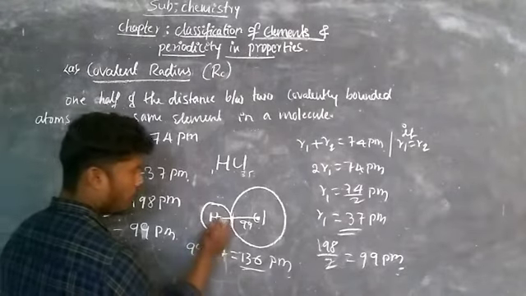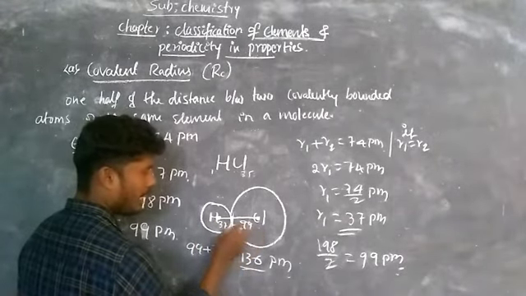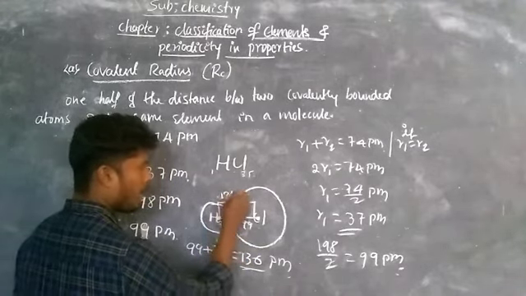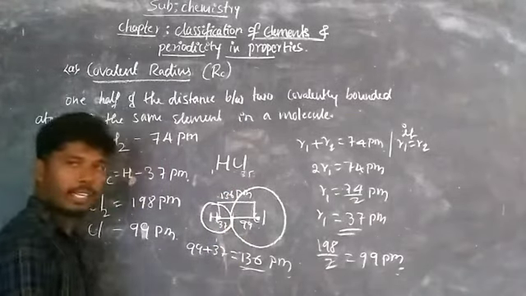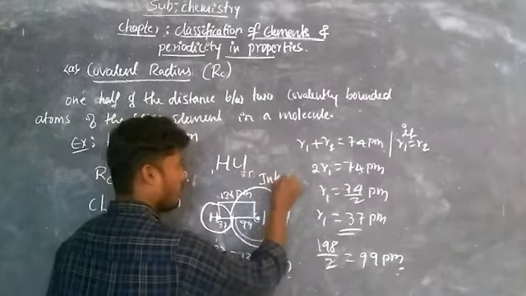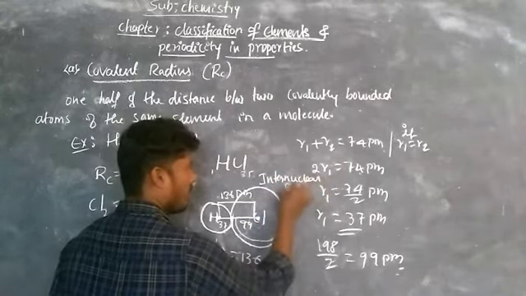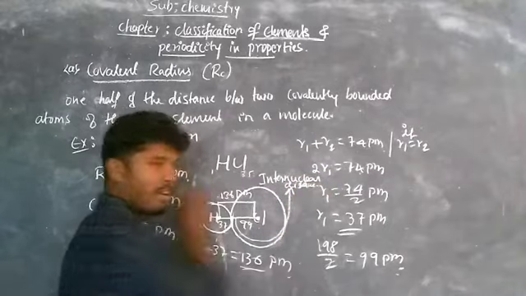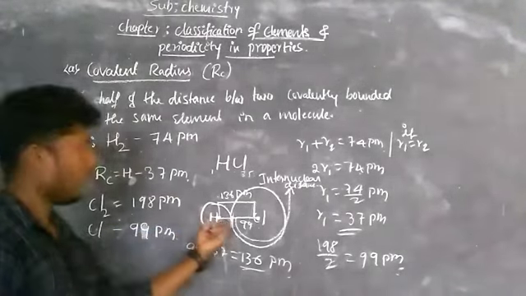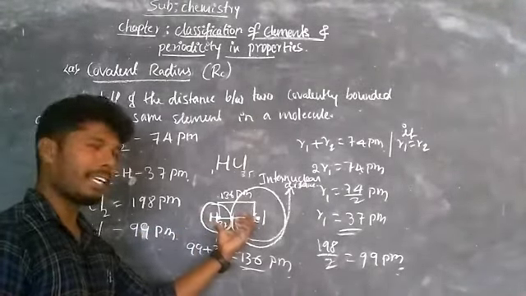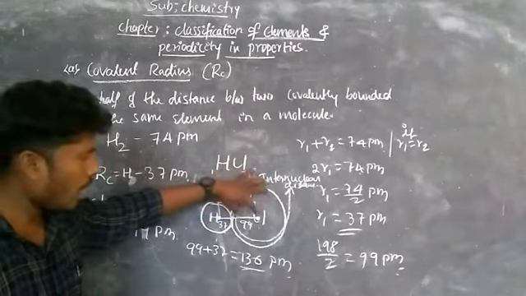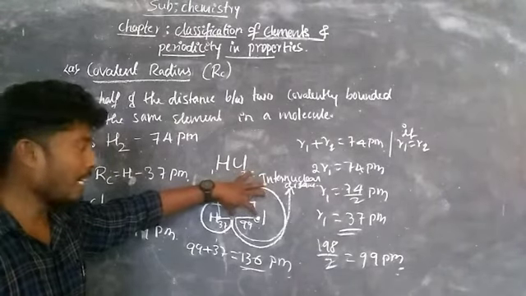Now from all these things, this is 37 picometer, this is 99 picometer. From here to here, this whole distance is how much you get? 136 picometer. This is called the internuclear distance. So from this, when they give the internuclear distance of the two atoms or molecules, you can find the covalent radii of an atom, or you can also find another molecule or atom's covalent radii.